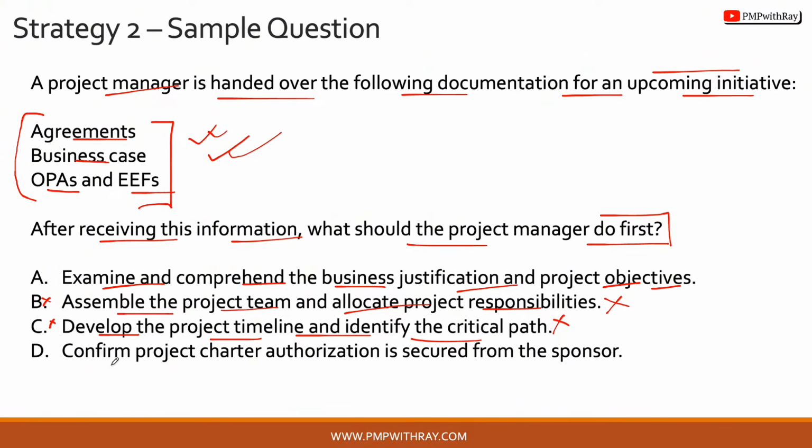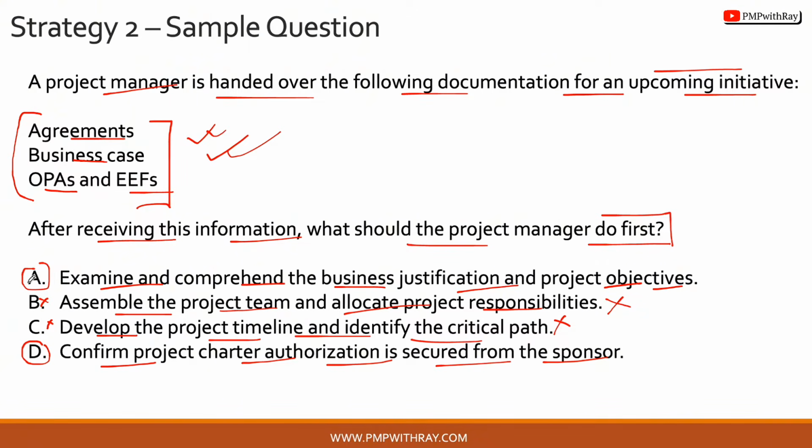Let's look at option D. Confirm the project charter authorization is secured from the sponsor. And this is again a very classic example. And perhaps option A and option D, both of these options are very close. Okay, because option A is the tools and techniques part of your overall ITTO chart for develop project charter, and option D is your output part of develop project charter.